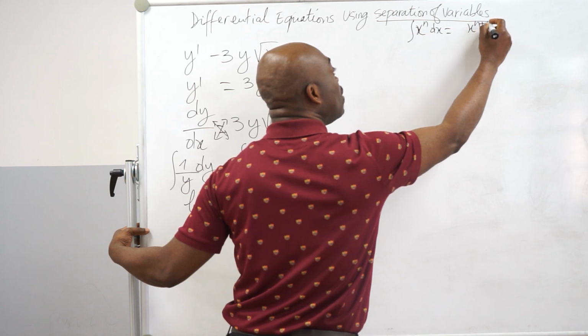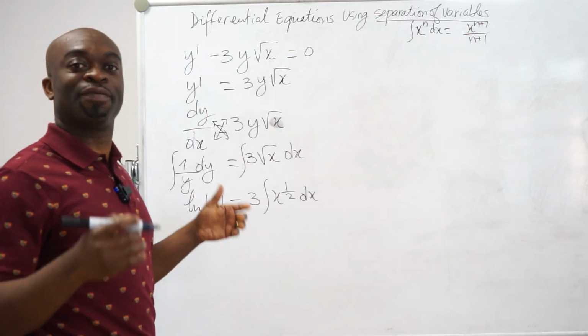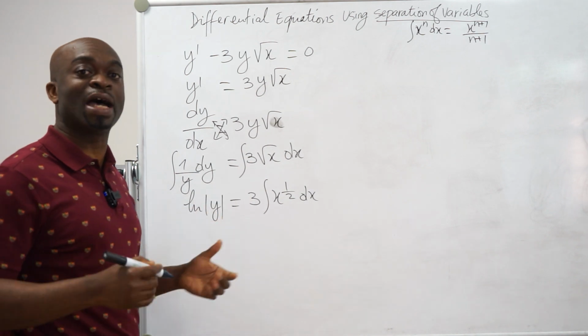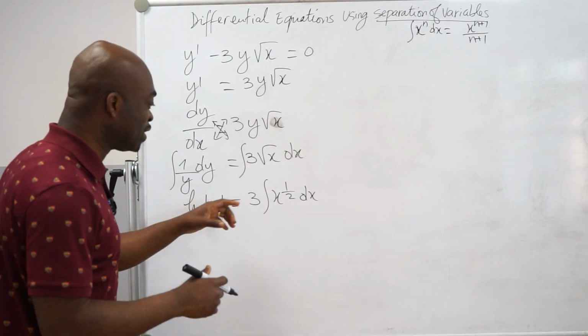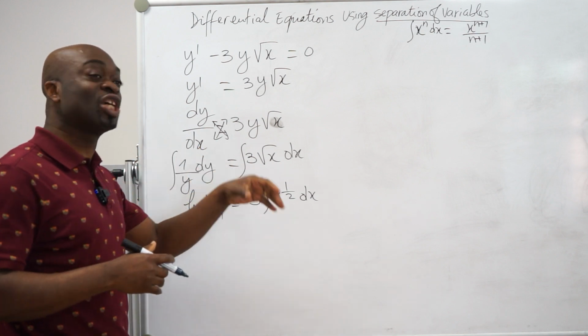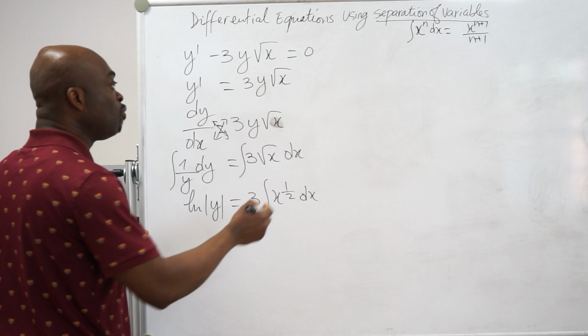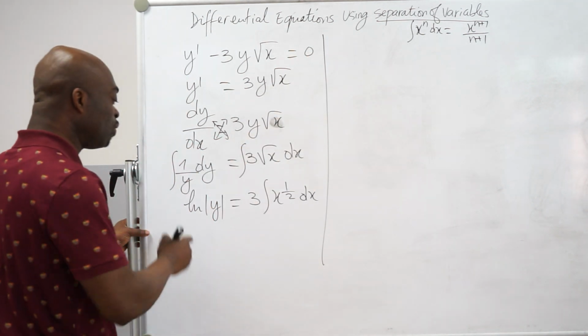X^(n+1)/(n+1). All right? So we can apply that very easily. But with the square root, sometimes people get confused. So that's the reason why I always tell people, whenever you have the square root or the root, always change that into a power. So that is 1/2. So then what are we going to have here?